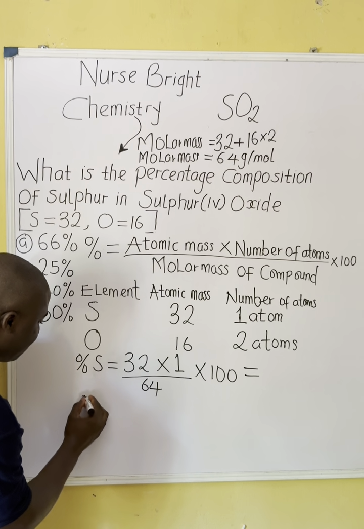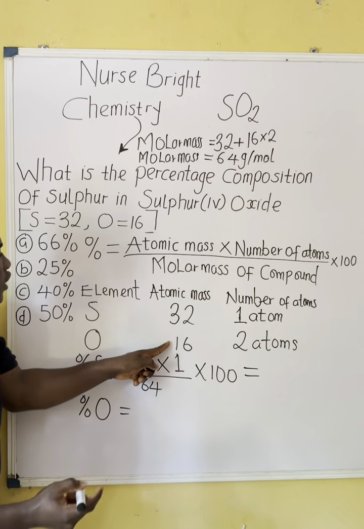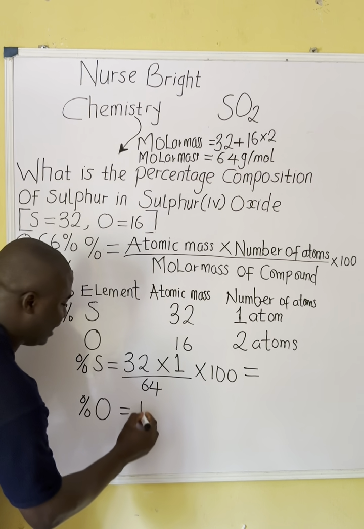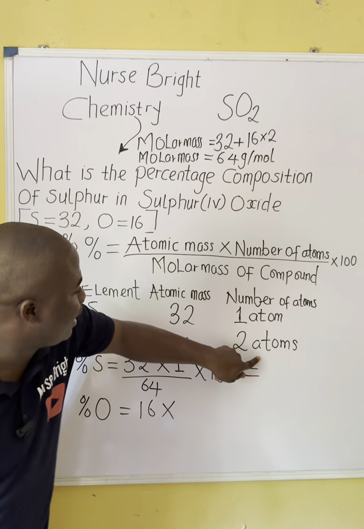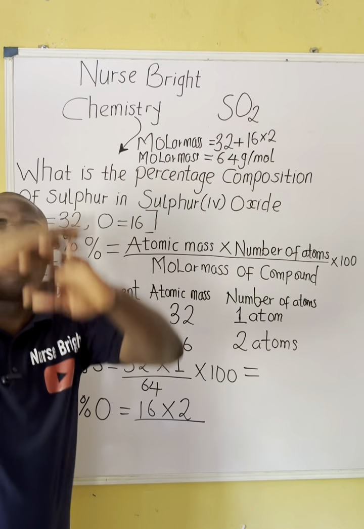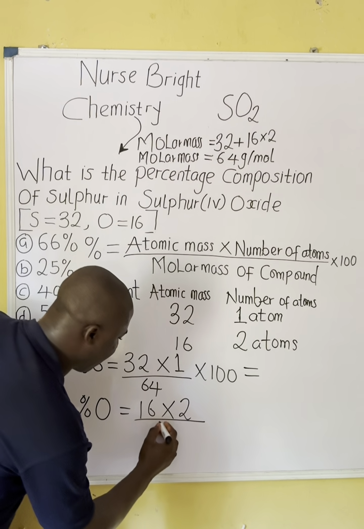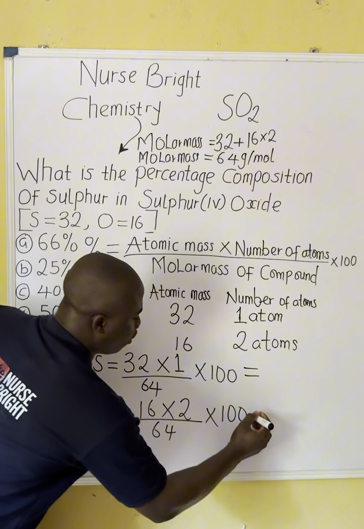So let's quickly calculate the percentage composition of oxygen. So it's going to be what? What's the atomic mass of oxygen? You can see that oxygen atomic mass is 16. So 16 times what? What's the number of atoms of oxygen? It is 2 now. Are you seeing it? So 2, all right, divided by the molar mass of the full compound. 64 grams per mole, doesn't change, times what? 100. So we're going to say equal to.